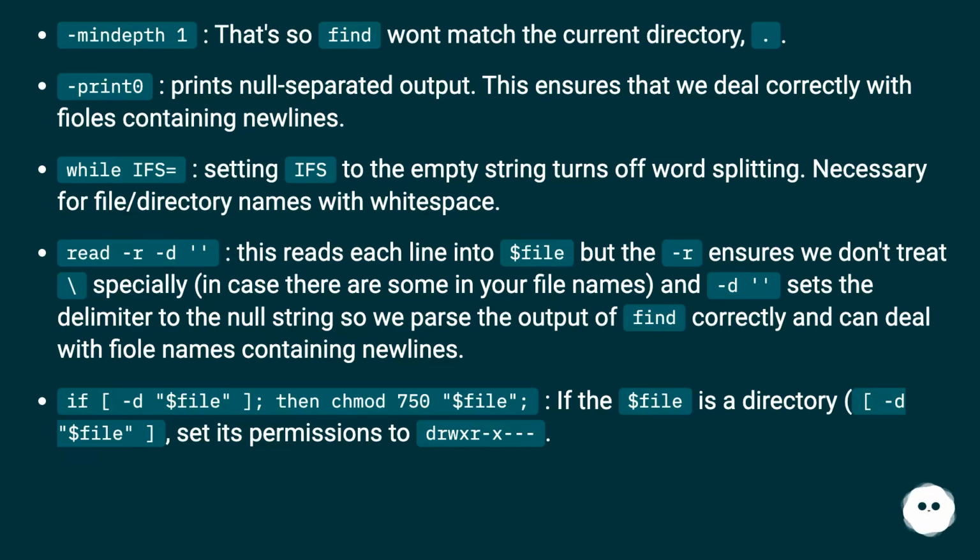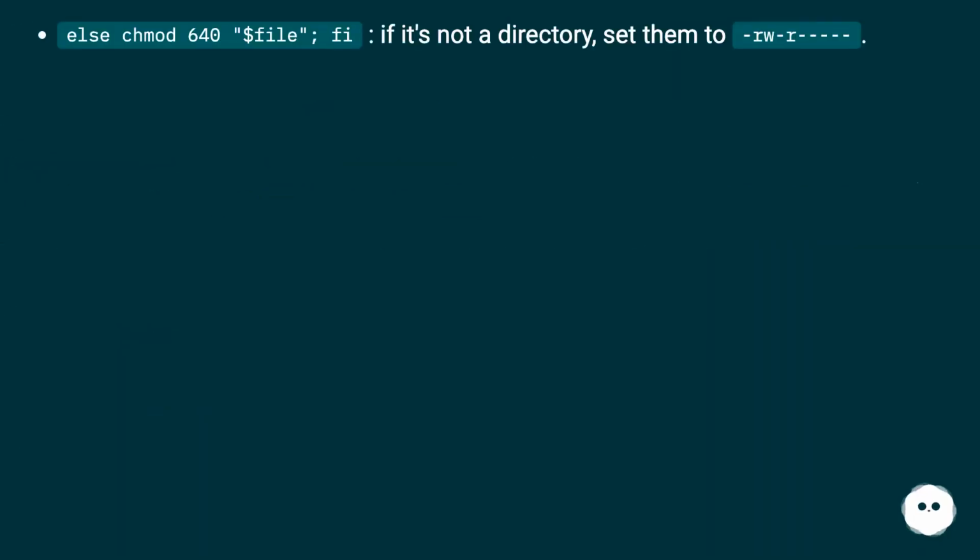If [ -d "$file" ], then chmod 750 "$file". If the $file is a directory, -d "$file", set its permissions to drwxr-x---. Else chmod 640 "$file". If it's not a directory, set them to rw-r-----.